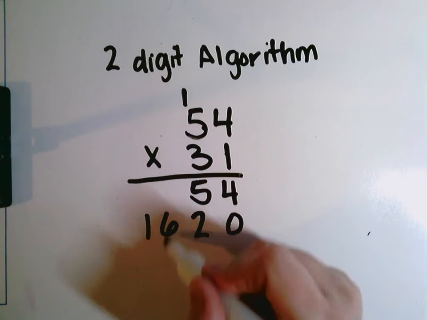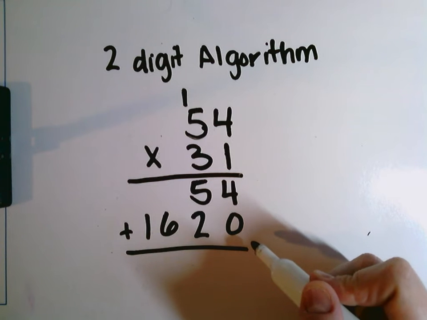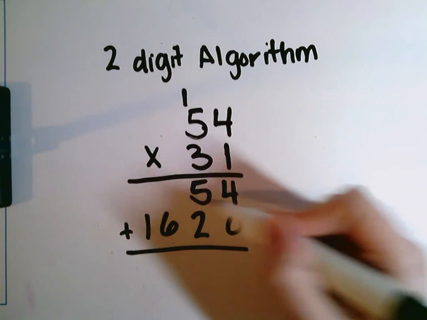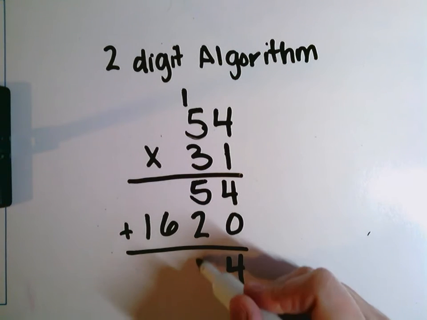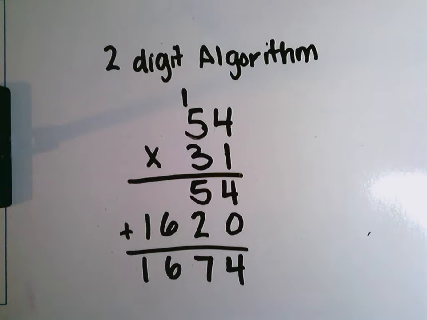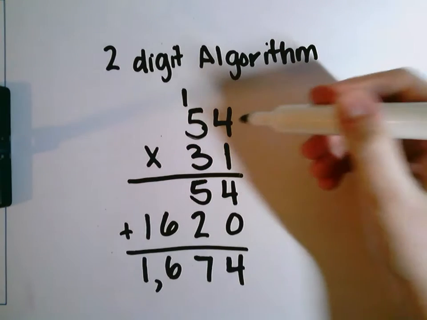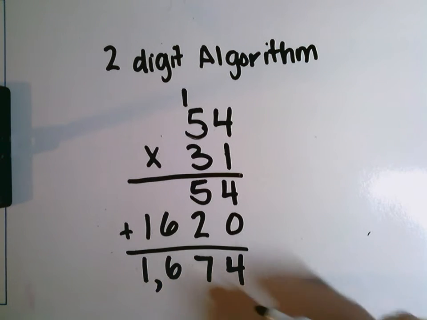Write that down. I'm going to add my two partial products together. So yesterday when we worked with partial products, we were still adding our two partial products together at the end, and we're still doing that now. So my product is 1,674. So 54 times 31 is 1,674. Let's try another example.